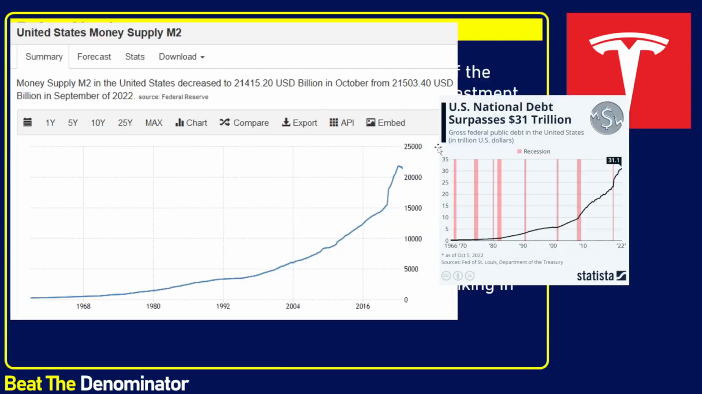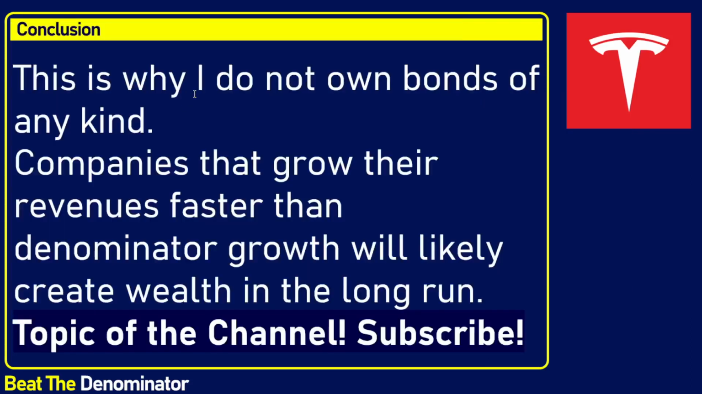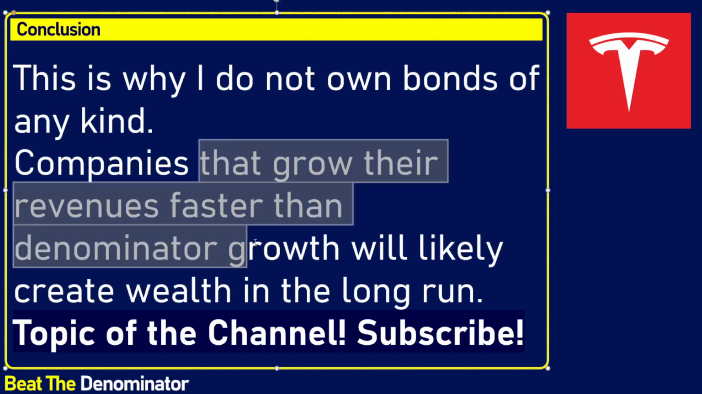Expect a big spike, perhaps in 2023, likely in 2024, when revenues that come in are not as high because there's a recession, because there's no more capital gains, and that will be the denominator. Right, so that's why I don't touch denominators. I look at companies. I look at assets. A company is an asset, right? So companies that grow their revenues faster than the denominator.